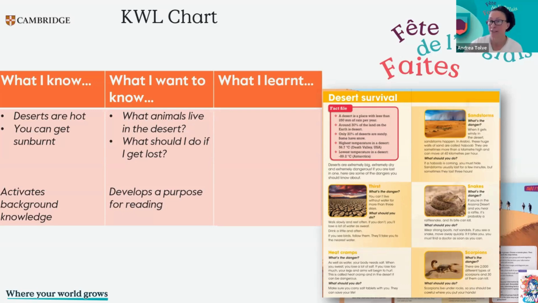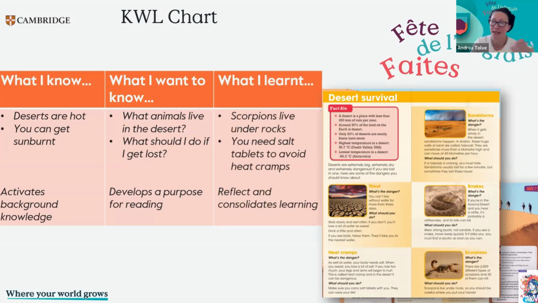And then after they've read it, we ask them, okay, now you read the text. They read the text. They go back to their KWL chart and they include points of what they've learned. So for example, from this text, they would learn that scorpions live under rocks, that you need salt tablets to avoid heat cramps, for example. And this is helping them reflect, and it's consolidating their learning. So even with a very short text like this, you can use KWL charts, which really promotes that thinking, questioning, and reflection. These are three things that are key in building learner autonomy.